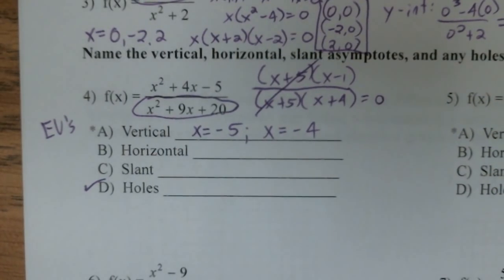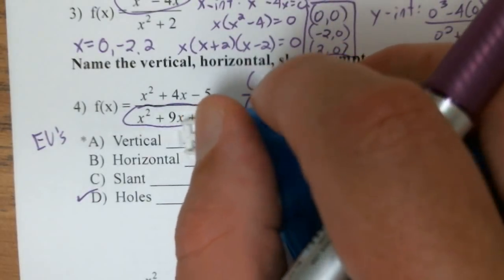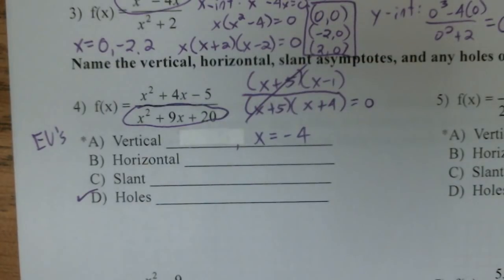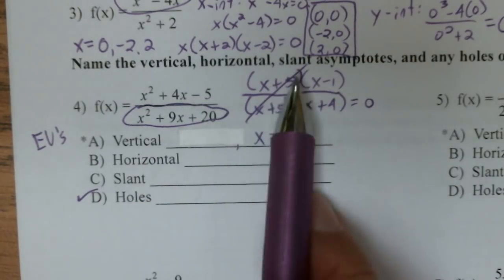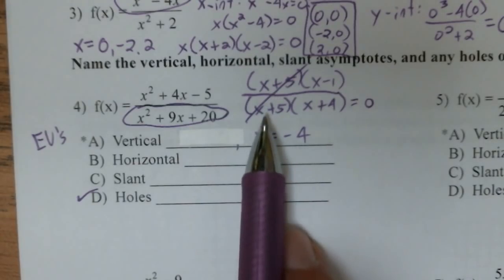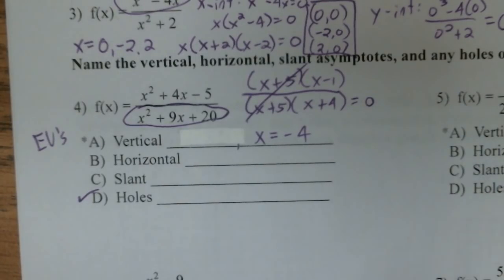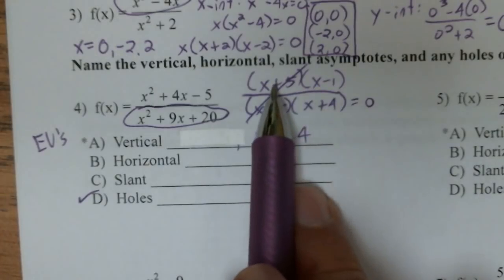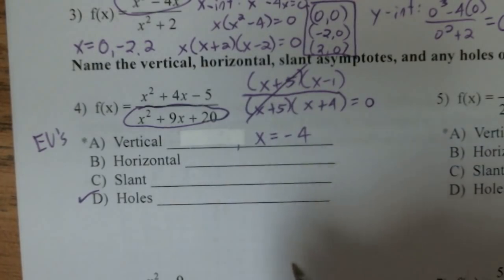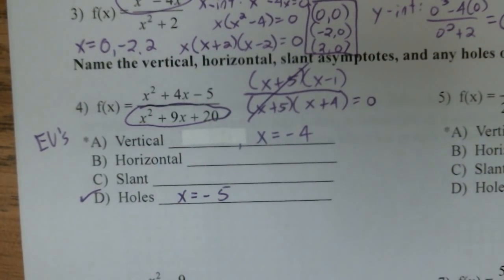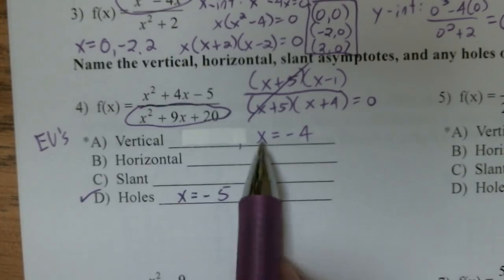Actually, let me back up. I just caught myself. Almost made that mistake. I have a hole in the graph, guys. If you have a hole, that is not a vertical asymptote. You can treat it like an asymptote for the purposes of increasing, decreasing intervals, range, domain, those kinds of things, but it's not an actual true asymptote, okay? The x plus 5, when I flip the sign, that's going to be my hole. So x equals negative 5, all right? And I'll graph that in just a second so we can see it. All right, so you don't have an asymptote at the hole.